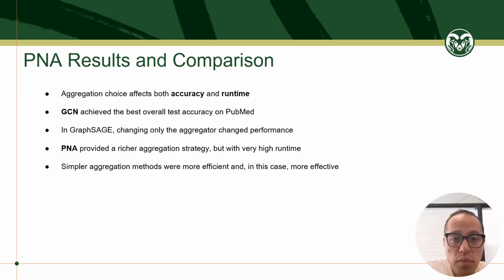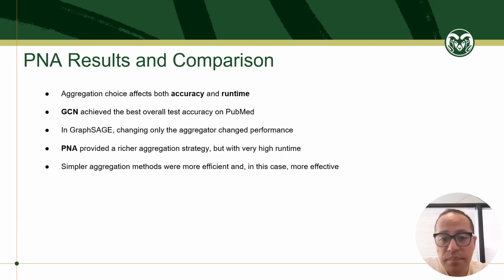To conclude, the main lesson from this lab is that aggregation has a direct impact on both predictive performance and computational cost in GNNs. On the PubMed dataset, GCN ended up giving the best trade-off since it achieved the highest test accuracy and also had the shortest time. The GraphSage ablation showed that even when the architecture stays fixed, changing the aggregation rule still changes the outcome.